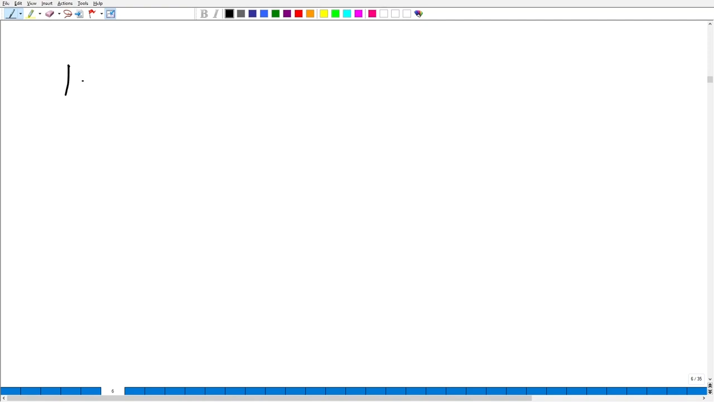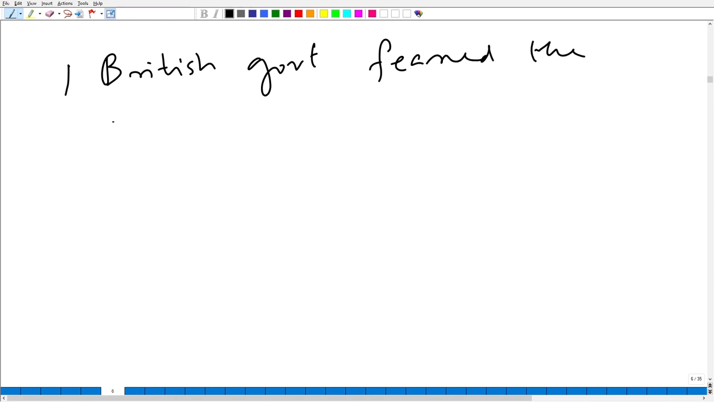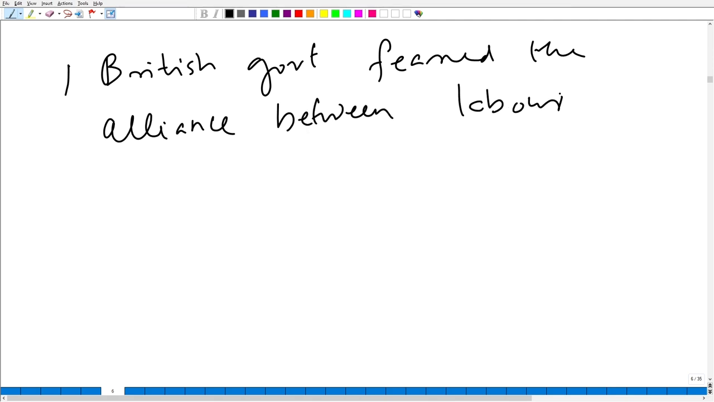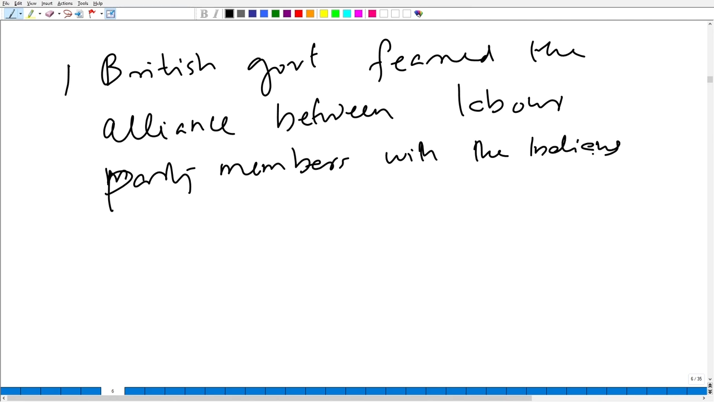Why did the British decline to appoint anyone from India as a member of this commission? Since the British government feared, what did the British government fear? It feared an alliance between Labour Party members and the Indians. Actually, the Tory government feared that Labour members would make an alliance with the Indians if any one of the Indians was appointed as a member of this commission.